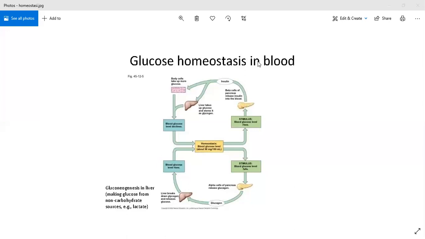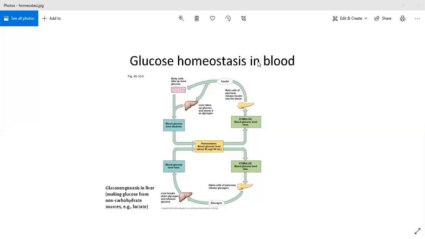Now, the alpha cells of the islet of Langerhans secrete a hormone that is called glucagon. So the islet of Langerhans has alpha cells, and the alpha cells secrete glucagon, while the beta cells secrete insulin. Beta cells secrete insulin.